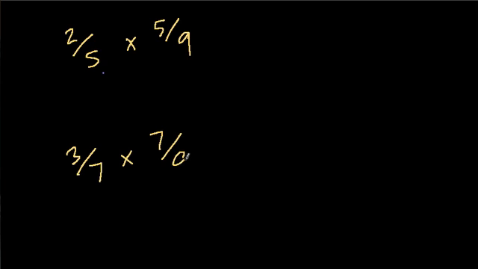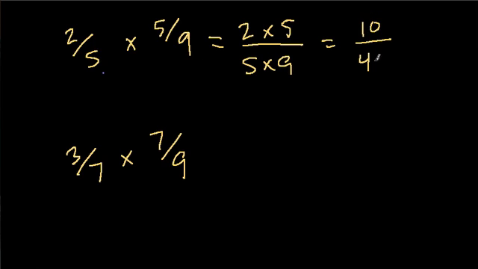times 7 over 9. And we can use the standard algorithms, multiplying our two numerators, which is 2 times 5, and our two denominators, 5 by 9. That gives me 10 over 45. But of course I could reduce that. I could divide 10 and 45 by 5, and I would get 2 over 9, right?